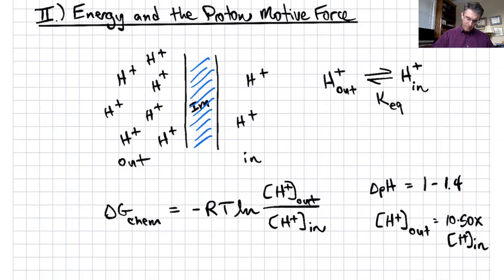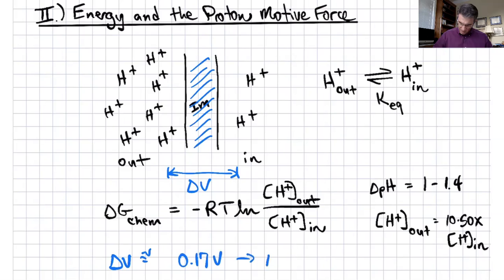Well, one way to think about that is to measure it. You can measure essentially the voltage difference across the inner mitochondrial membrane, and it turns out that change in voltage is in the range of about 0.17 volts, right? Or say 170 to 200 millivolts.